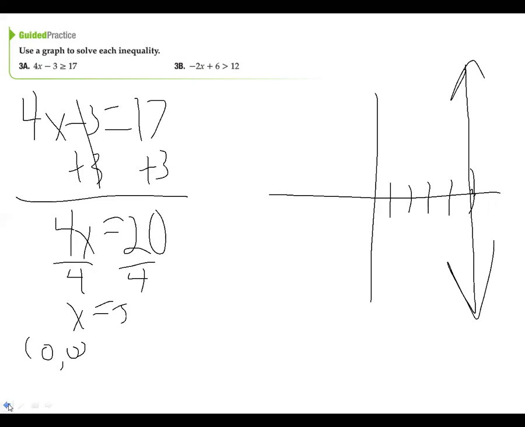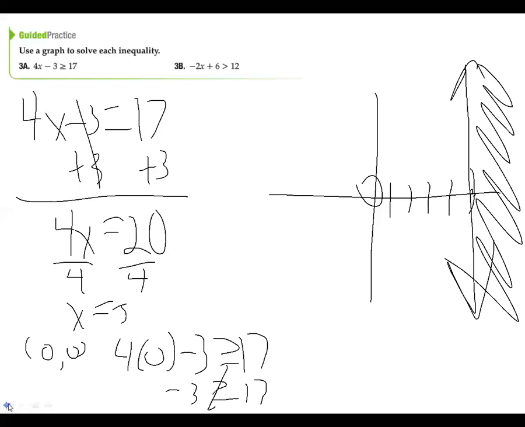So you have 4 times 0 minus 3 is greater than or equal to 17, which would be negative 3 is greater than or equal to 17. That's not true, so you don't shade this side with the origin, you shade the other side like that. Okay?